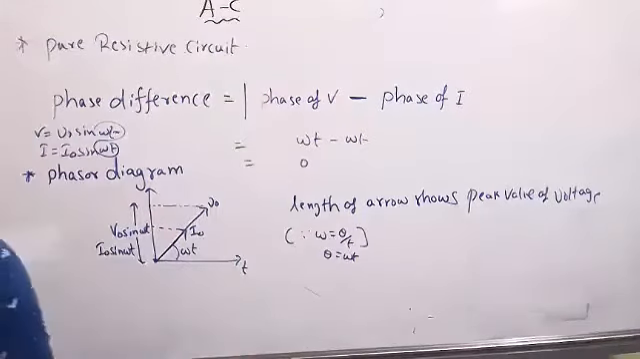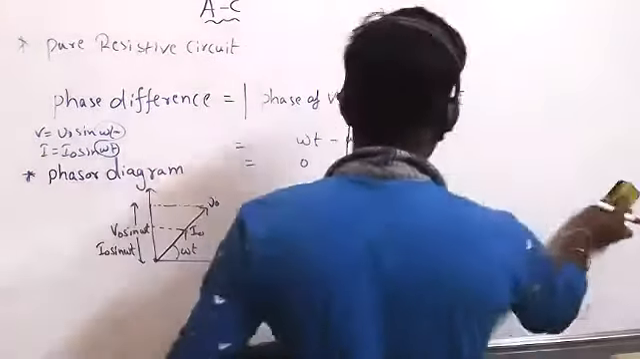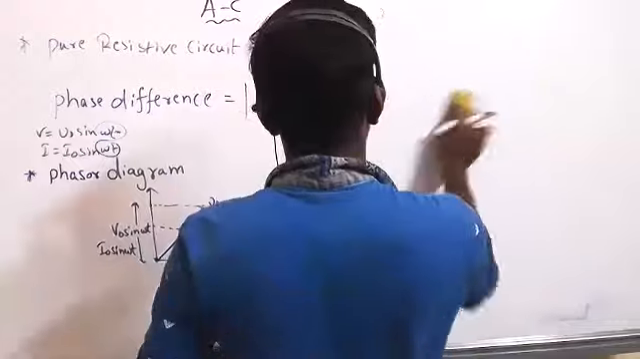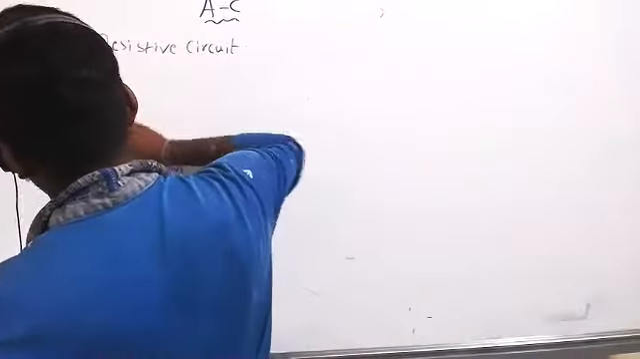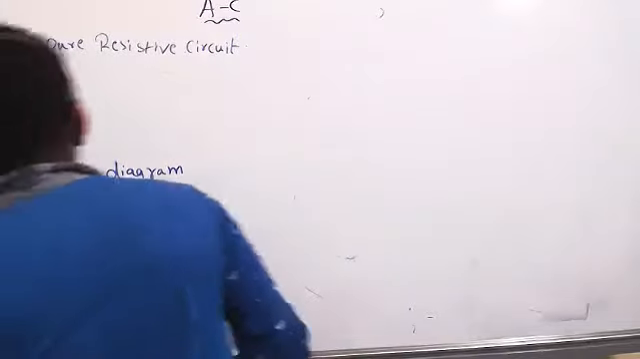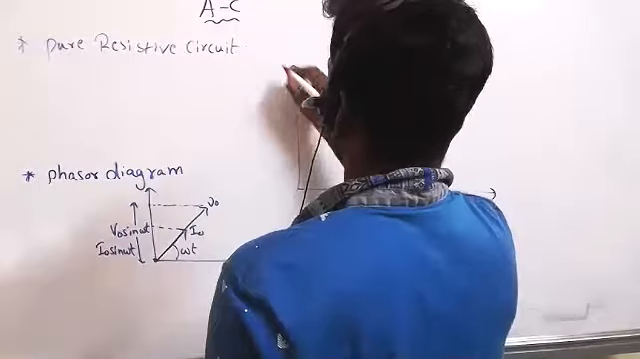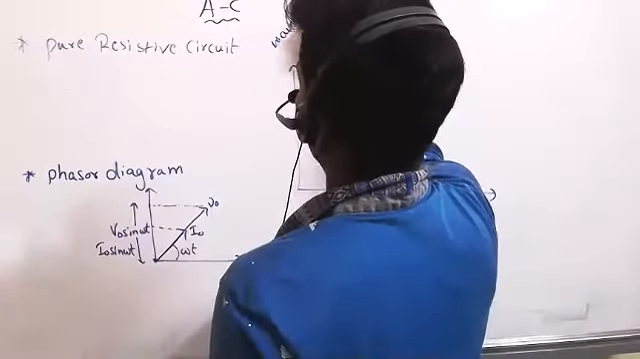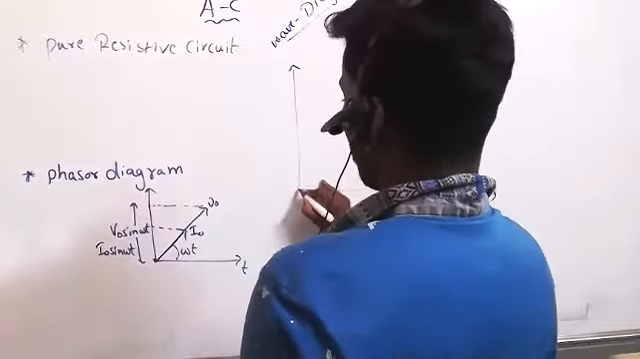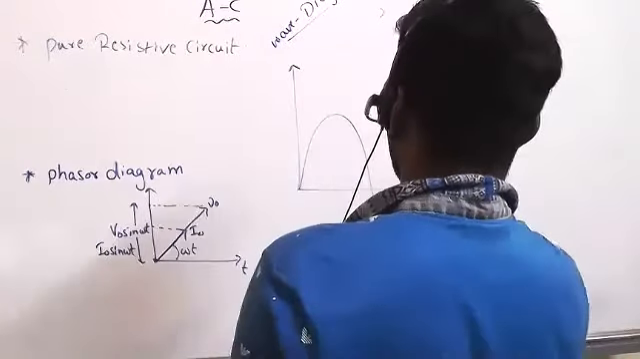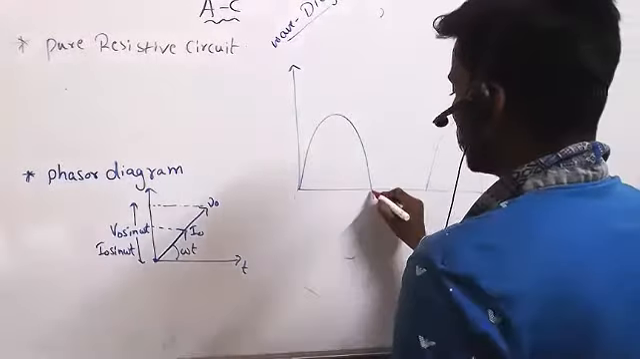Let's see now the wave diagram. That was the phasor diagram. I'm going to draw the wave diagram. Nothing is there yet. Suppose it is a sine wave. Sine wave will be like that, in increasing order.